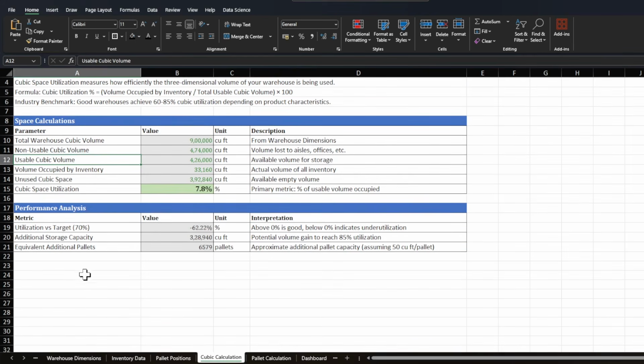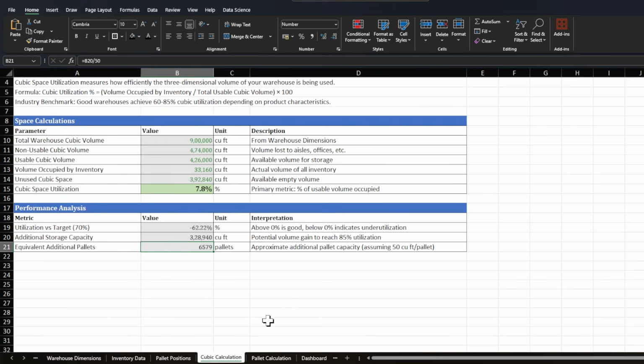Here are some other KPIs as well for the performance analysis. One is, let's say your target is 70%, then how far you are from that target. Then we can see it's minus 62%. If this number is greater than 0, it means you are in a good position. But if you are below 0, it means you are underutilized. The same way, additional storage capacity is something you are checking, that is, what is available in order to get occupied by other inventory. It is equal to the unused cubic space. And then you can convert this additional storage capacity into pallets by just dividing by 50, because generally a pallet utilizes 50 cubic feet of volume.